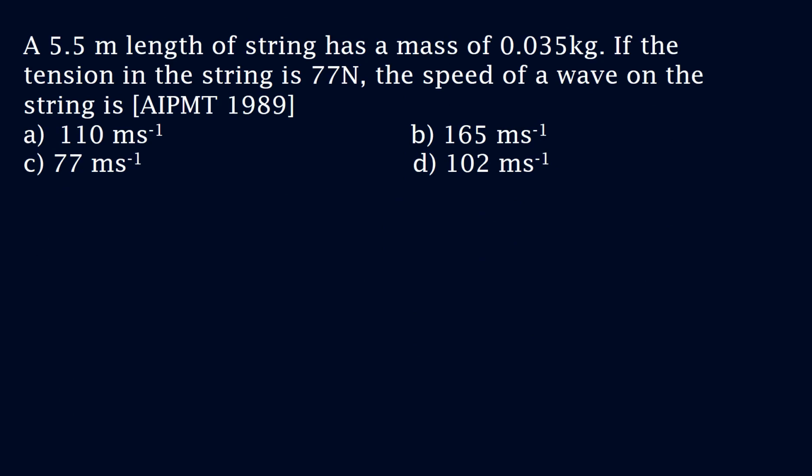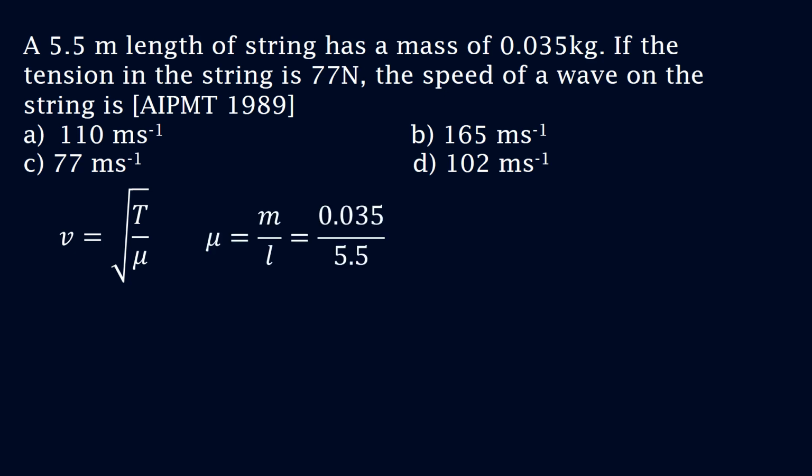The task is to determine the speed of wave propagating on the string. This is a physics problem from AIPMT 1989 and is associated with the concept of wave velocity on a string under tension. Formula for the velocity is V is equal to under root of T upon mu, where mu is the linear mass density calculated as mu is equal to m upon L.